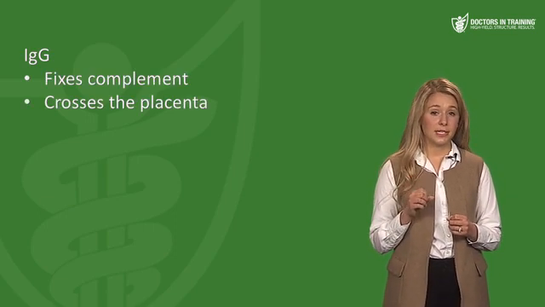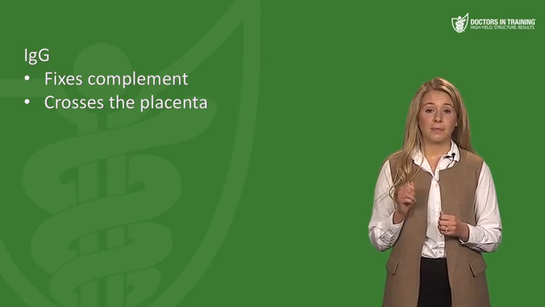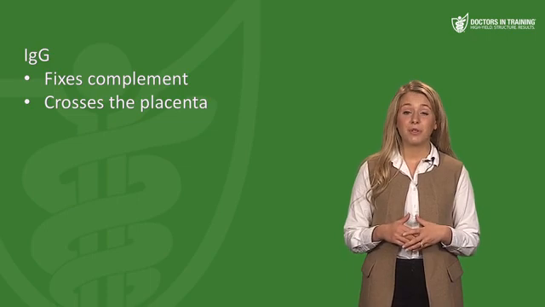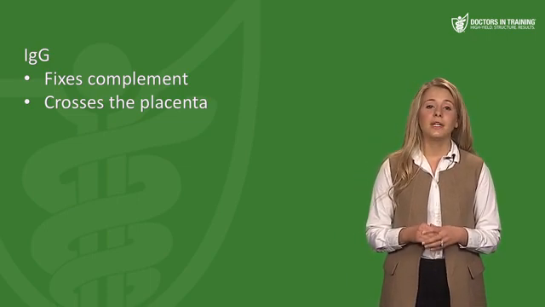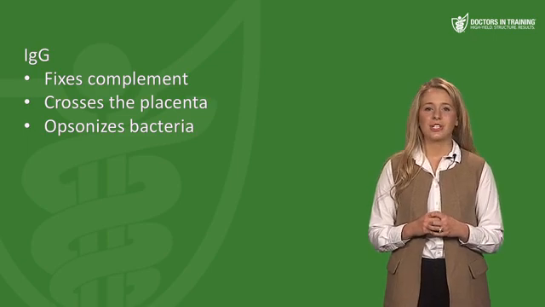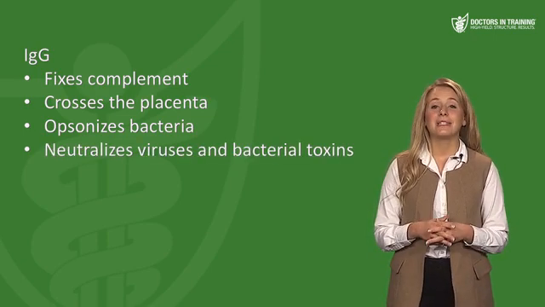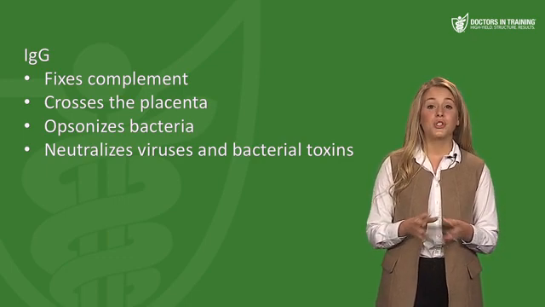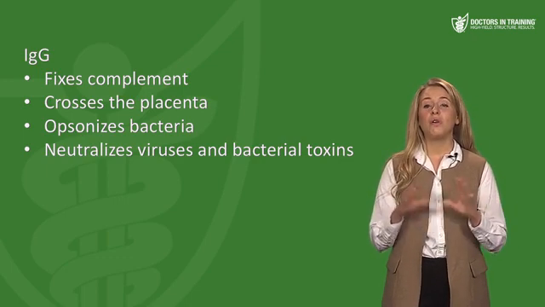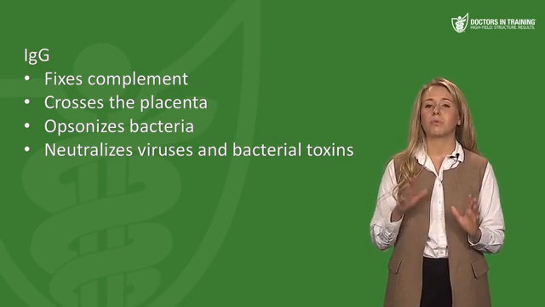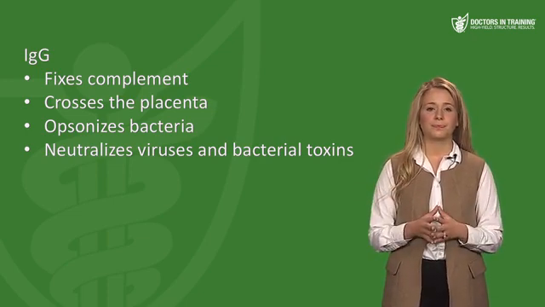It crosses the placenta. So this is the immunoglobulin that's going to keep your baby healthy, not only in utero, but also for the several weeks after the birth. IgG opsonizes bacteria and makes them more tasty for macrophages. And IgG binds to the viruses and bacteria toxins and neutralizes them. So basically, IgG can do all of those things we mentioned earlier as the function of antibodies. IgG is sort of your prototypical antibody.